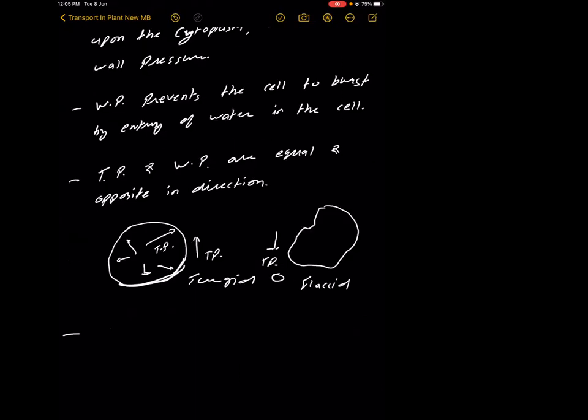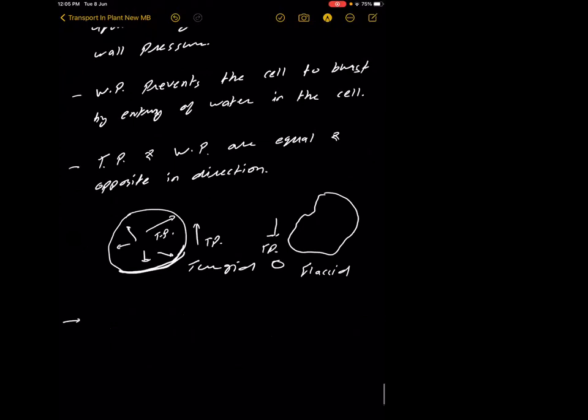So here, in a turgid cell, turgor pressure is maximum in a turgid cell.